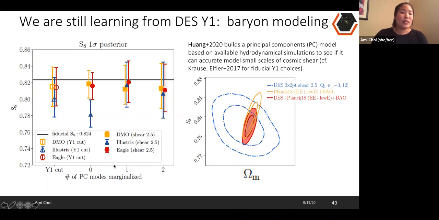The plot on the left is basically showing a synthetic data vector analysis where you know the truth, so S8, this black line here, is the true value of S8. And then you can test different data vectors, either a dark matter only data vector, or a data vector contaminated by different baryonic scenarios. So either the Illustris simulation or the EAGLE simulation, where Illustris has stronger feedback and stronger impact from baryons.